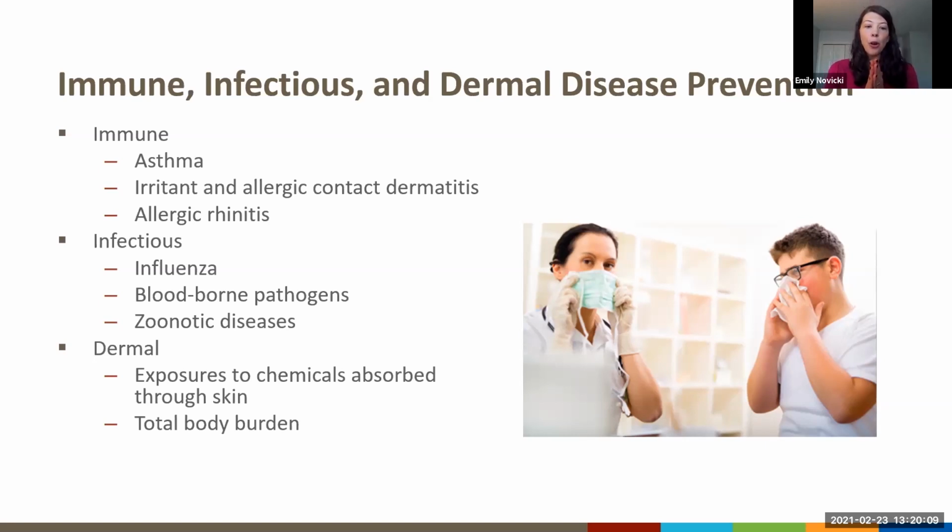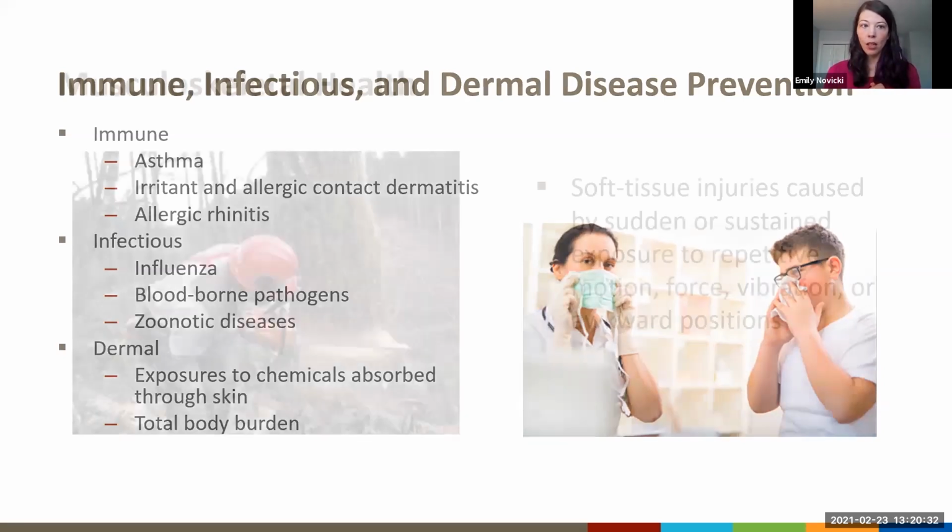And then as far as dermal, it's a lot of like exposure through the skin, which leads to what we call total body burden. And so when we get into respiratory disease in a minute, there's sometimes some overlap between things like work-related asthma and respiratory, but we try and create a line of demarcation.